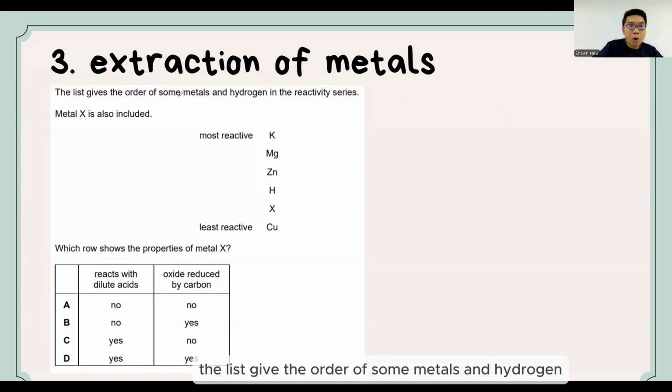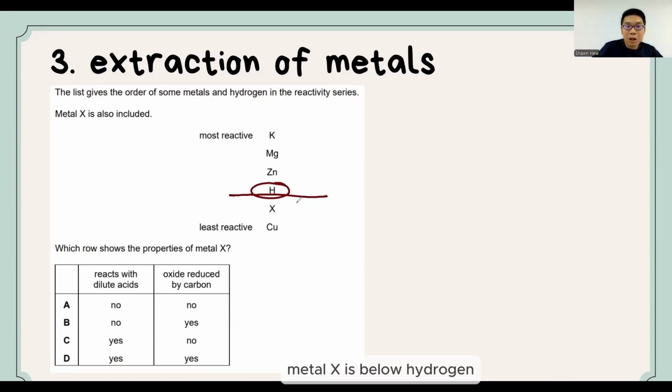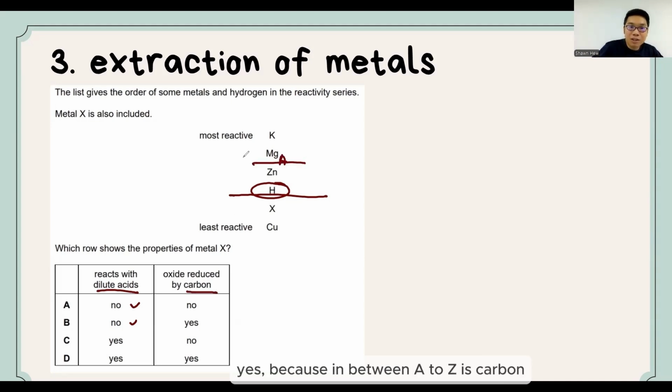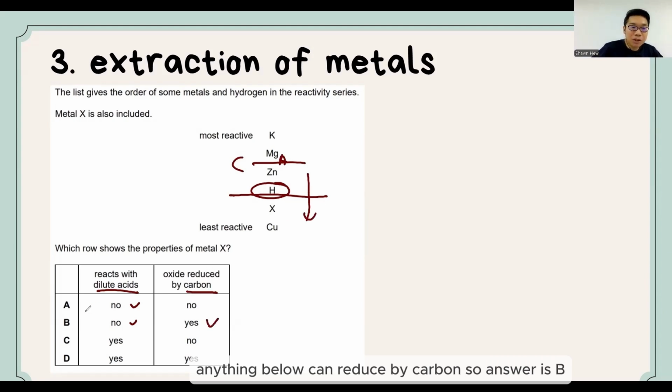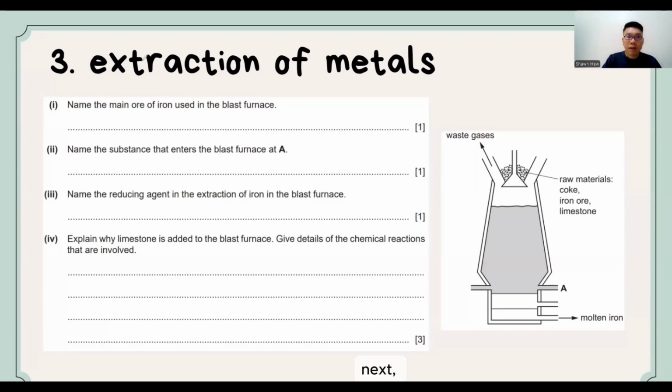Next, the list gives the order of some metals and hydrogen in the reactivity series. Metal X is also included. Metal X is below hydrogen, so which shows the properties of metal X? React with dilute acid? No. Below hydrogen, it cannot react with acid. And can it be reduced by carbon? Yes. Because carbon is in between, anything below can be reduced by carbon. So answer is B.